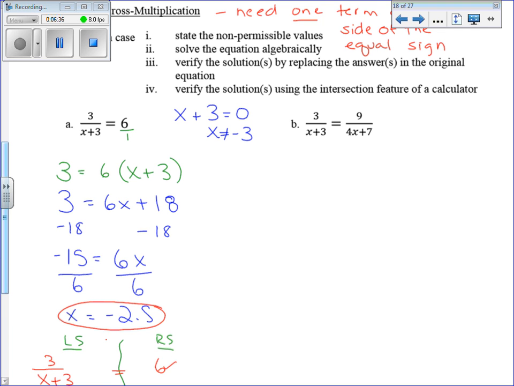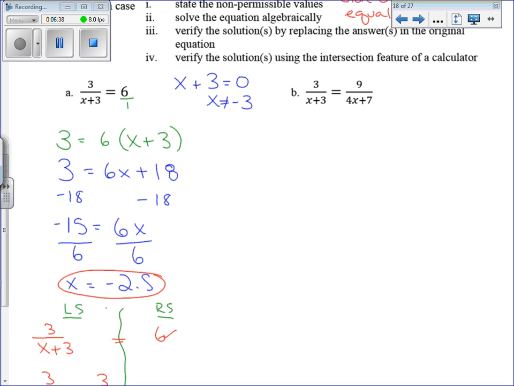Okay, so the second one here: 3 over x plus 3 equals 9 over 4x plus 7. Our second term's gotten a little bit more complicated. We want to do our non-permissible values first. So x plus 3 equals 0, so x cannot equal negative 3. And 4x plus 7 equals 0, so 4x equals negative 7, which means x cannot equal negative 7 over 4.